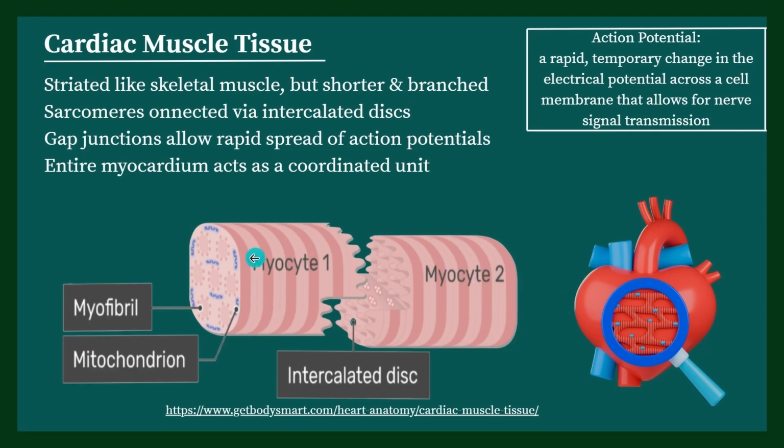Striated means that it has sarcomeres. We learned about sarcomeres when we learned about muscle tissue. So those are the contractile bundles where the myosin and actin slide together and apart. This is how cardiac tissue is different, though: each of the sarcomeres is connected by this tissue called an intercalated disc.